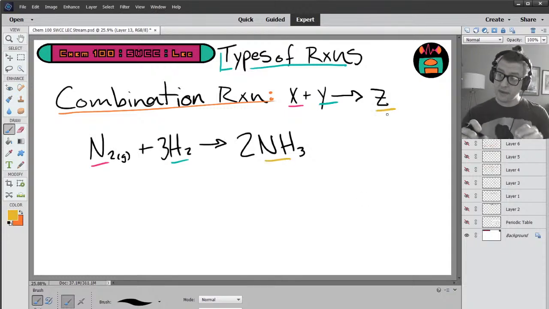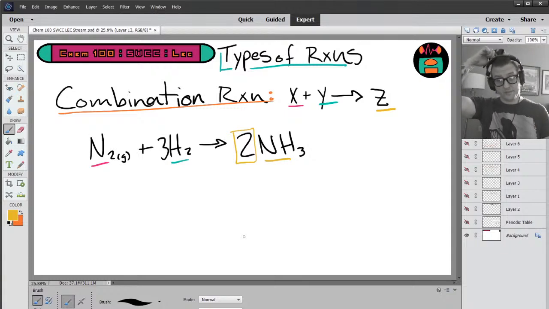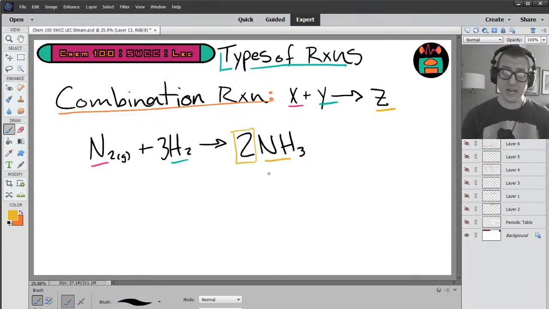Now you'll notice something. In a combination reaction, I said X and Y come together to make one thing. When I say one thing, I don't mean one molecule, I mean one type of molecule. You'll notice that there are 2 molecules of ammonia made in that reaction, and it's still a combination reaction. So just because I said one thing, I mean one type of molecule, you're allowed to make more than one copy of that molecule in the combination reaction.